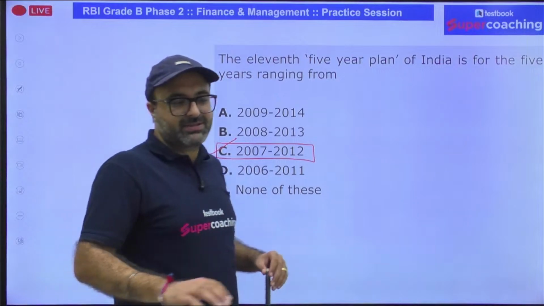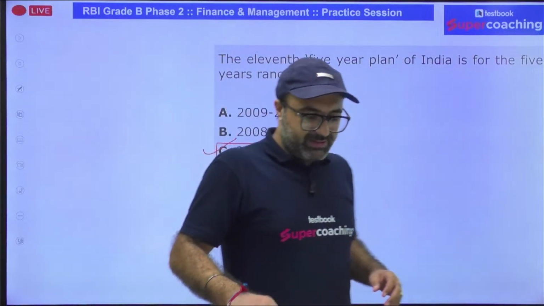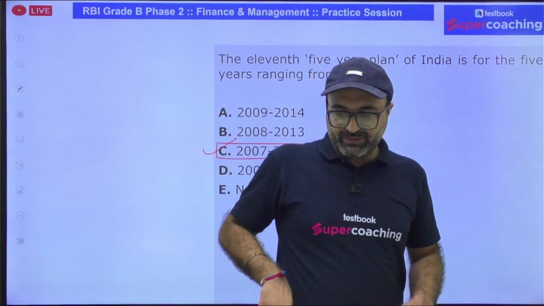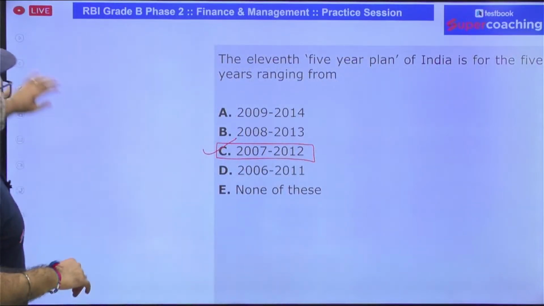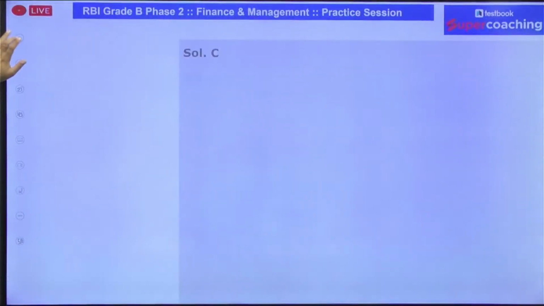What will be your answer? Is it 6 to 11, 7 to 12? It's 7 to 12. Very good, Kajal. So the answer is going to be what? C option. So I hope all the questions which we have just discussed are crystal clear.